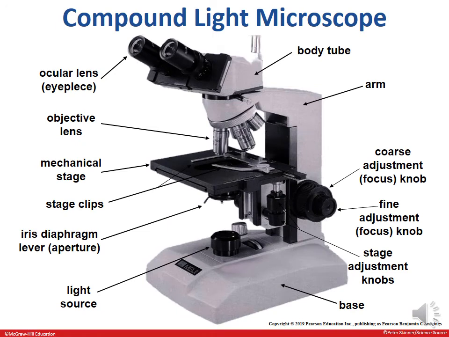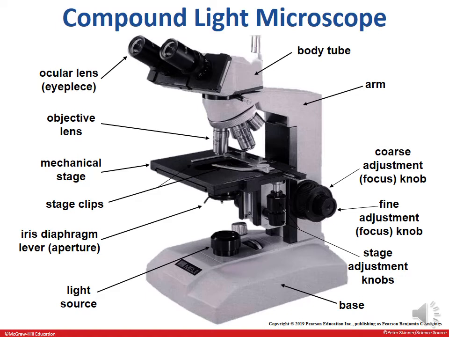So here's the instrument that we typically use in our microbiology class. It's called a compound light microscope because we have 2 sets of lenses. We have the ocular lens, which of course is where you look through, and then the objective lenses. And we have 4 different objective lenses that are all attached to what they call the revolving nose piece.